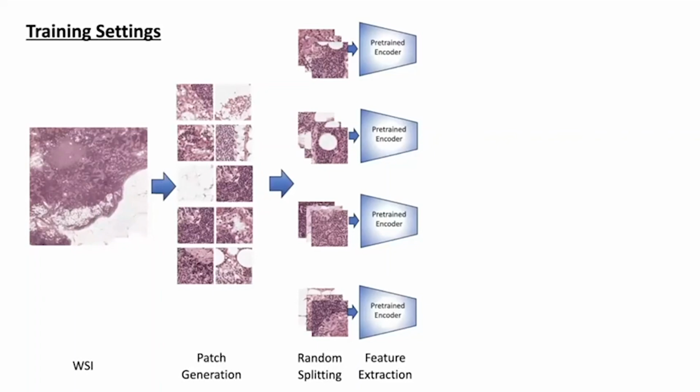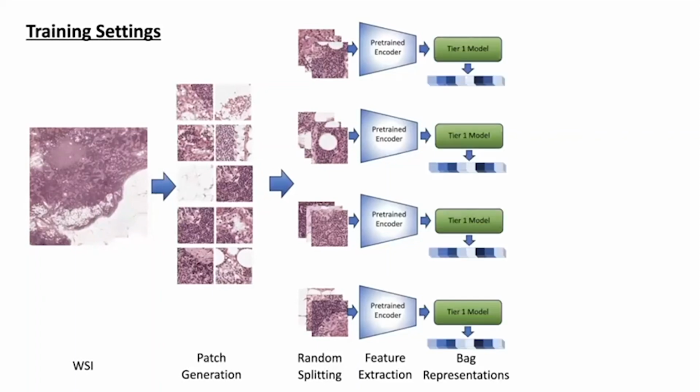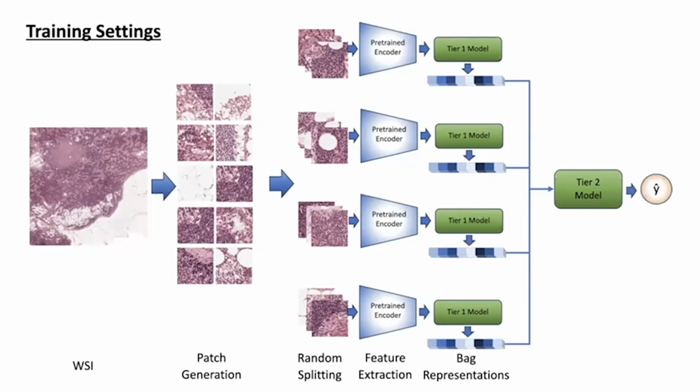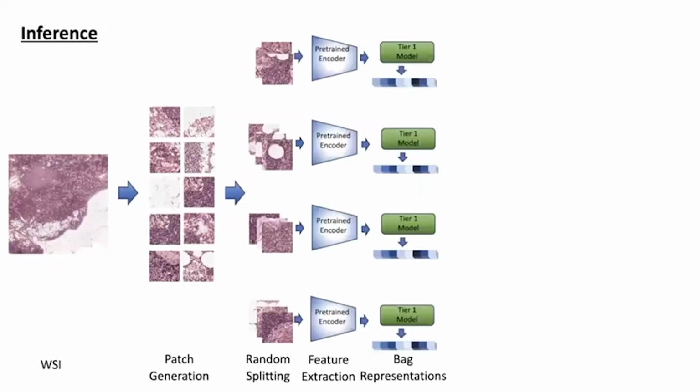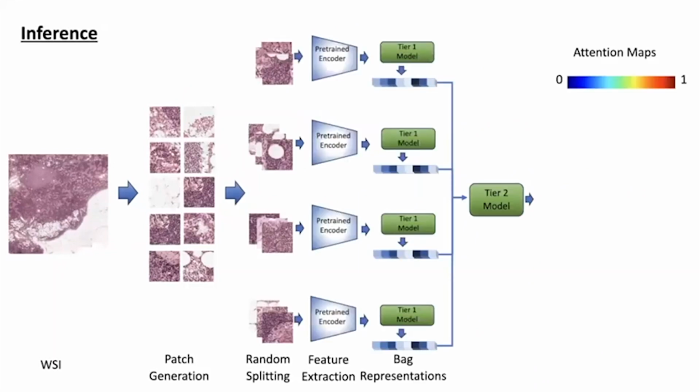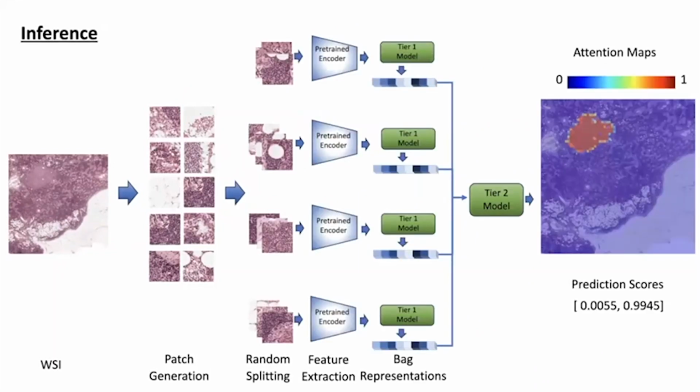The patch level features learned by this encoder are then forwarded to a Tier 1 model which learns a bag representation. These bag representations are then aggregated using an attention mechanism at the Tier 2 model to generate a slide level representation. It is then used to find the class label for the slide. During inference, we forward this whole slide image through the architecture, and as an interpretable output, we generate an attention map.